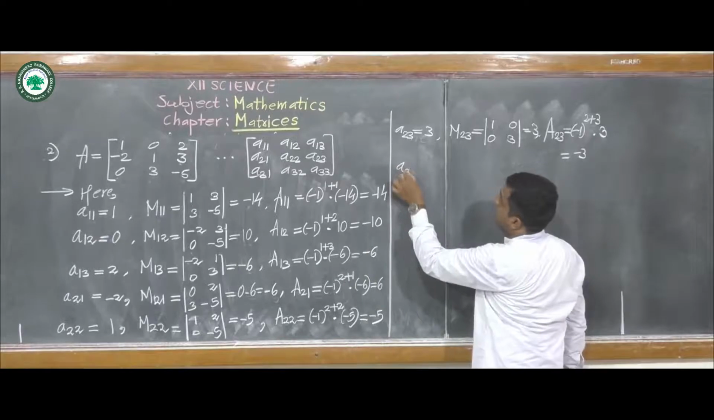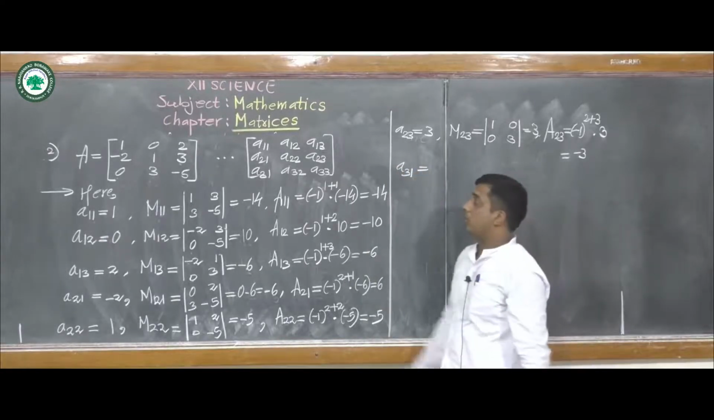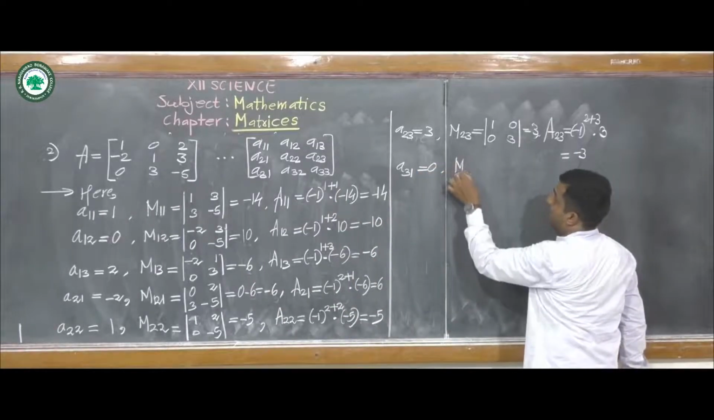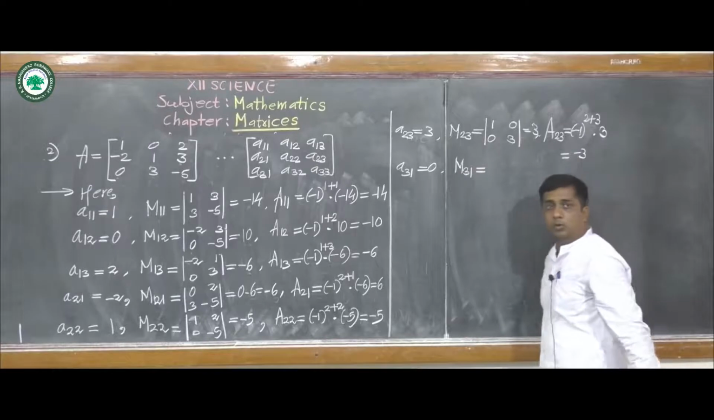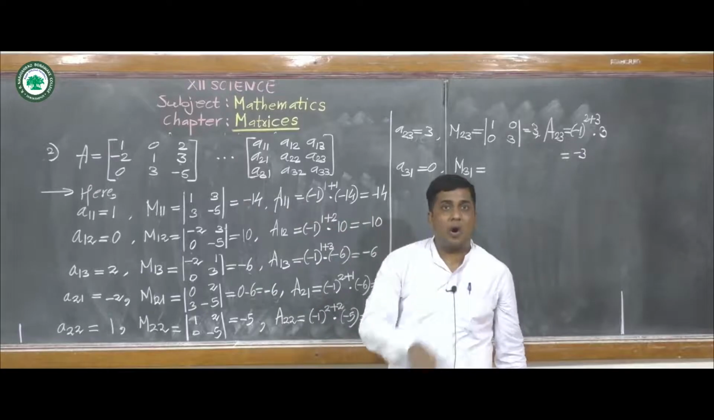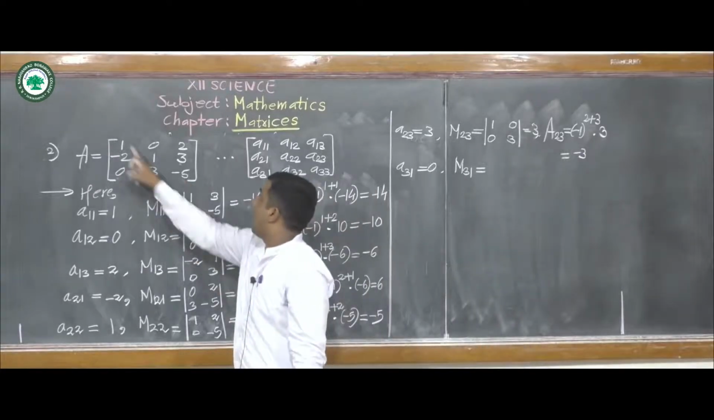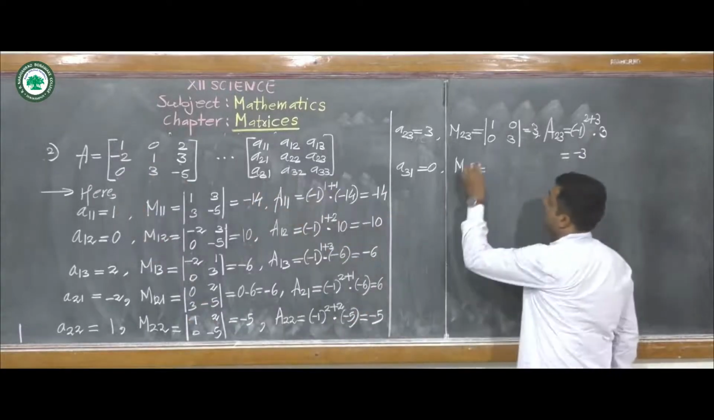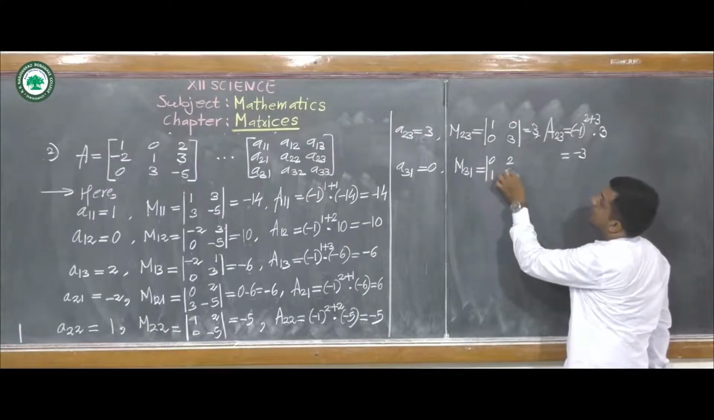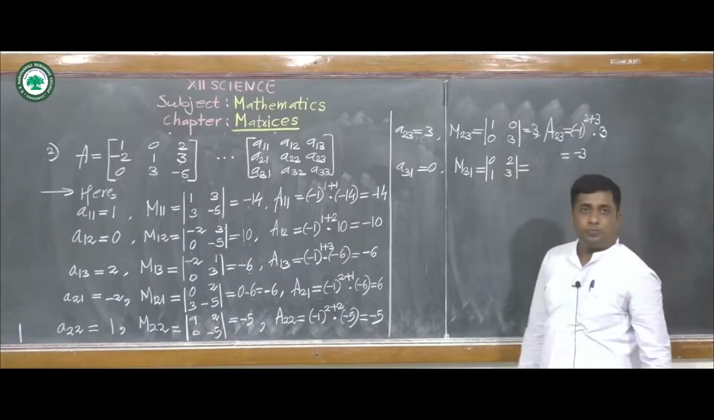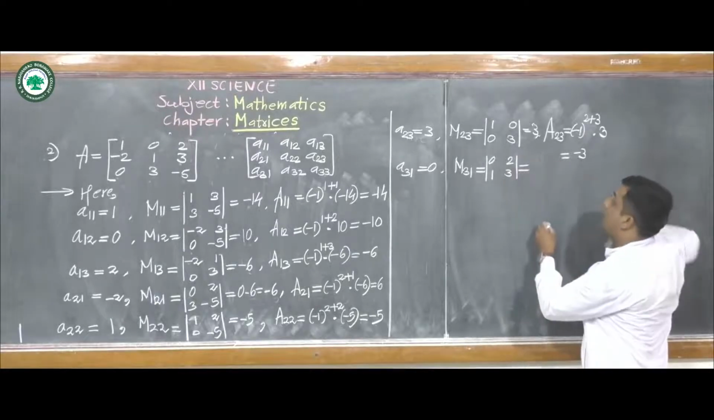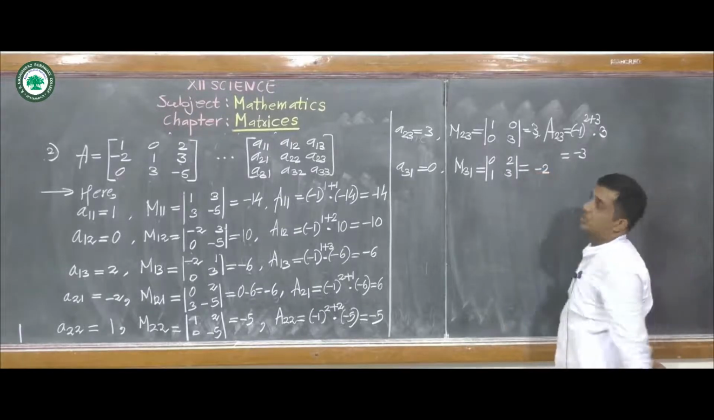A31 is equal to 0. Its minor M31: the position of A31 is in the third row and first column. We delete the third row and first column and consider the remaining elements in the determinant. So in the determinant 0, 2, 1, 3, this is equal to 0 into 3 is 0, with minus sign 1 into 2 is 2, so minus 2.